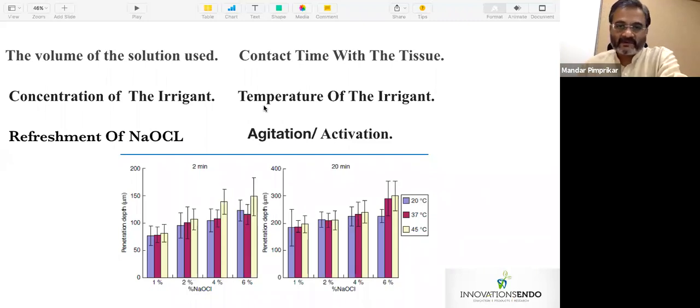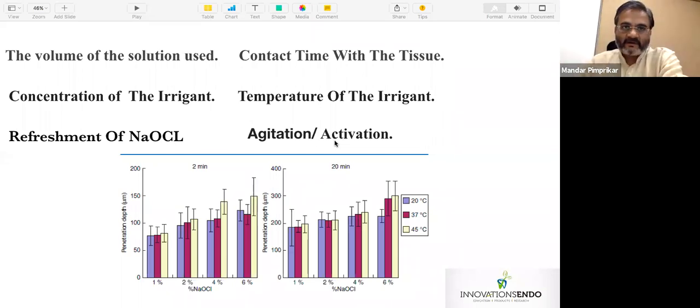Then refreshment of the hypochlorite. We all should remember, as I told you, 3 cycles, 1 minute each, because after 1 minute, the hypochlorite starts to degrade when in contact with the organic matter. So unless you evacuate the old solution and introduce fresh, once the chlorine is released, the hypochlorite becomes normal saline. So you have to constantly refresh the tooth by introducing fresh hypochlorite solution. And then agitation and activation, which will be covered in detail in a later part.